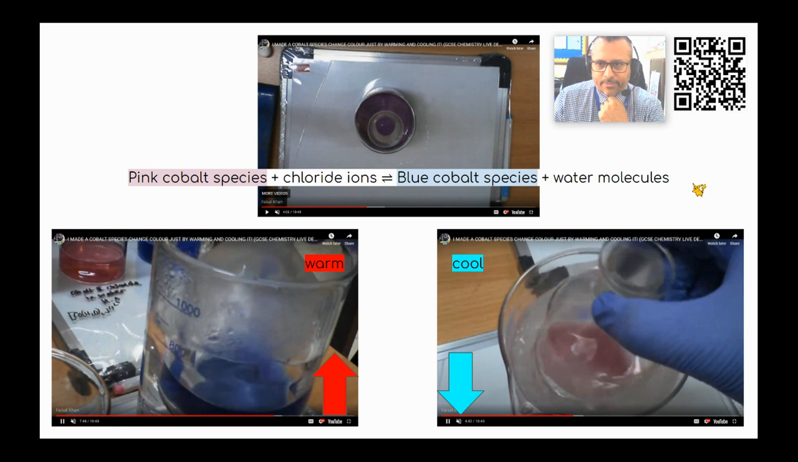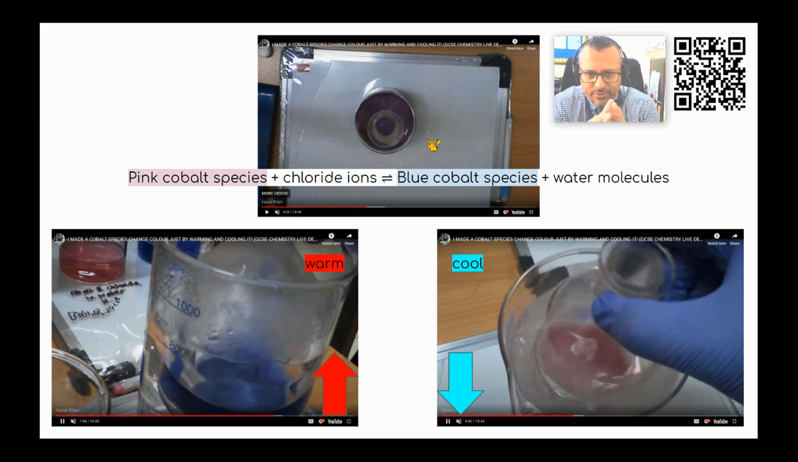What I also wanted to illustrate in the video was that we could change color just by warming and cooling. If we start off with a mixture of the pink and the blue, you get violet. It's really interesting to study the violet stage and warm and cool the violet solution.